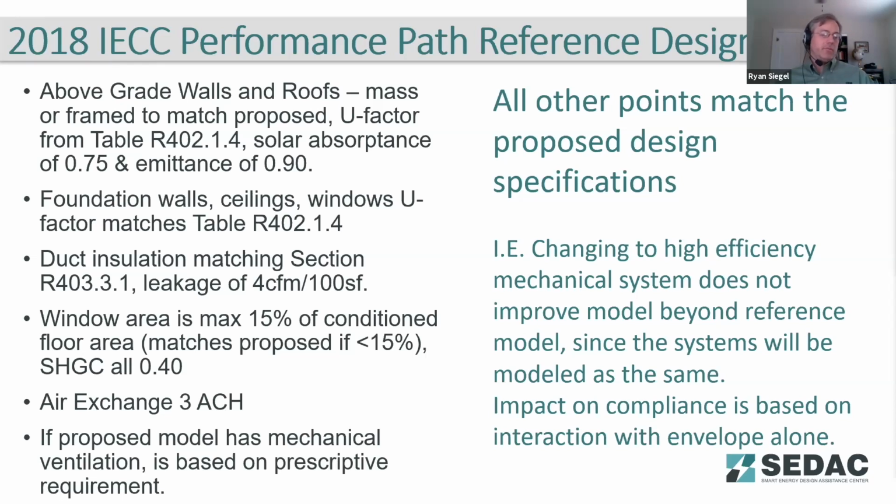Also be aware that REScheck, because this is using the model code and not any state-specific amendments, is assuming air changes of 3 air changes per hour. It doesn't allow you to say I'm doing a tighter building. So again, this is some of the limitations of REScheck: it just makes certain assumptions that are not able to be changed. If you are going to design for a tighter envelope, you're going to need to use a different performance tool than REScheck for that.